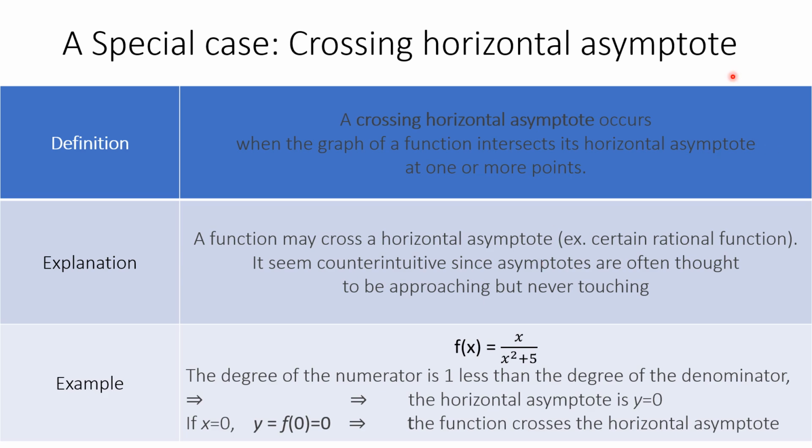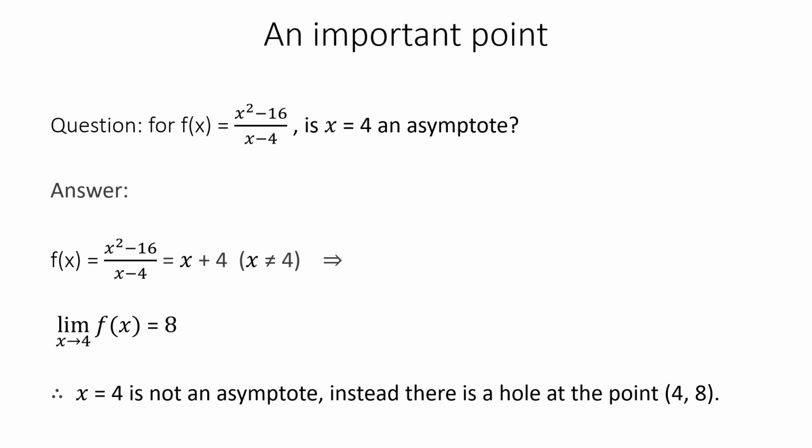So basically what that proves is there are special cases where the function could cross the horizontal asymptote one or more times, but it never crosses the vertical asymptote. But now I have an important point. Take, for example, this question. The function f of x is equal to x squared minus 16 over x minus 4. Is x equals 4 an asymptote?